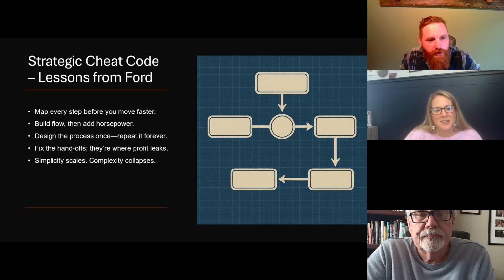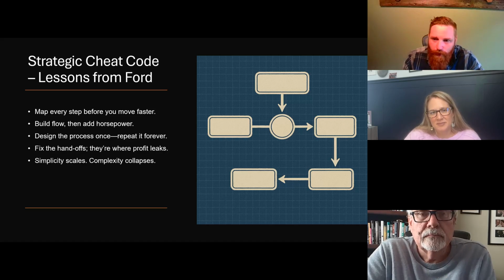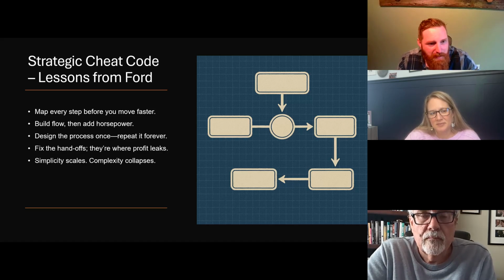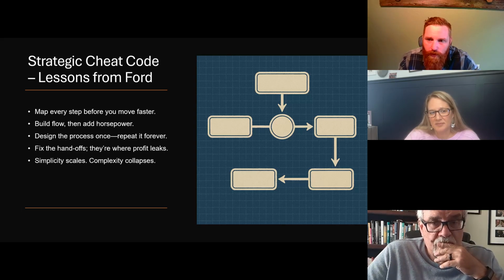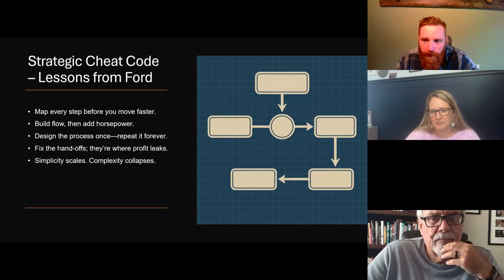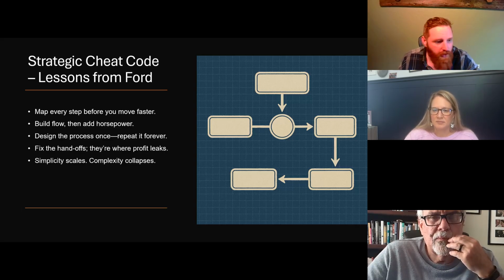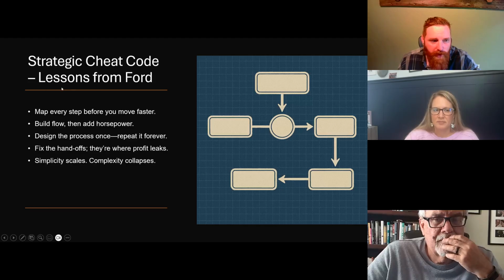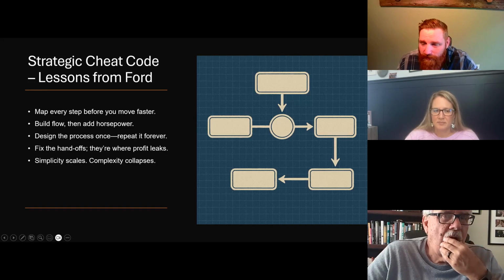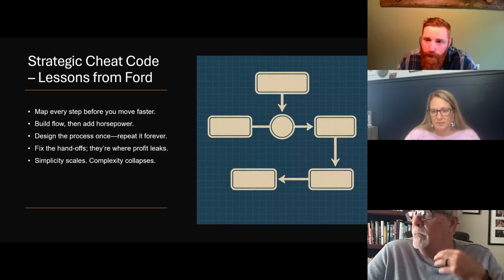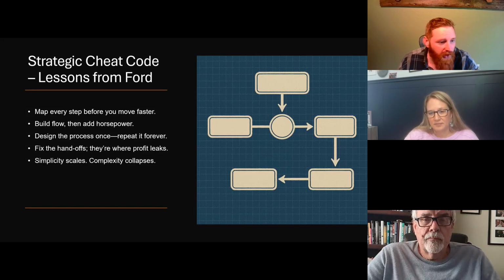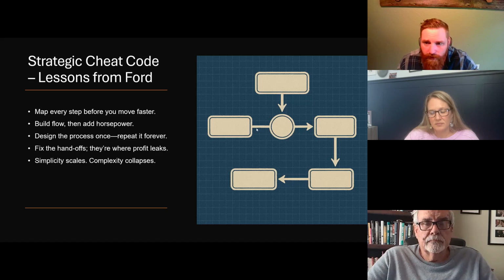All right. So the cheat code that we can learn from Henry Ford's story: map out every step before you want to move faster. When we did the original survey for what people wanted to learn, they wanted to learn how to increase sales, which is great. We could all use more money, right? But then it begs the question: do you really need more sales, or do you need to fix your process? Or if you bring in more sales, do you have a good enough process to fulfill more orders?